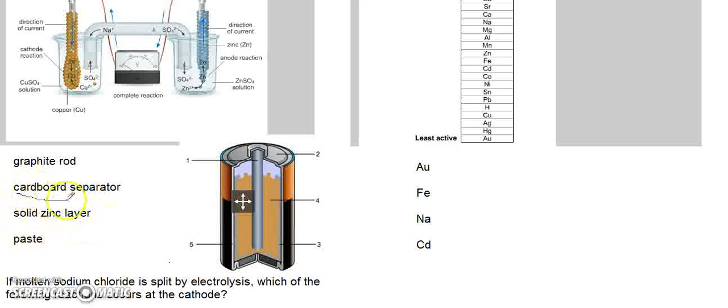It is the cardboard separator. Oops, it's a bad job circling, but the cardboard separator is the answer. That's the same thing as a salt bridge in a dry cell. It's kind of separating the two halves of the reaction, right? Just like the salt bridge kind of connects or separates the two halves of the reaction here, the cardboard separator is in between the paste and the zinc. It's kind of separating those two half reactions.